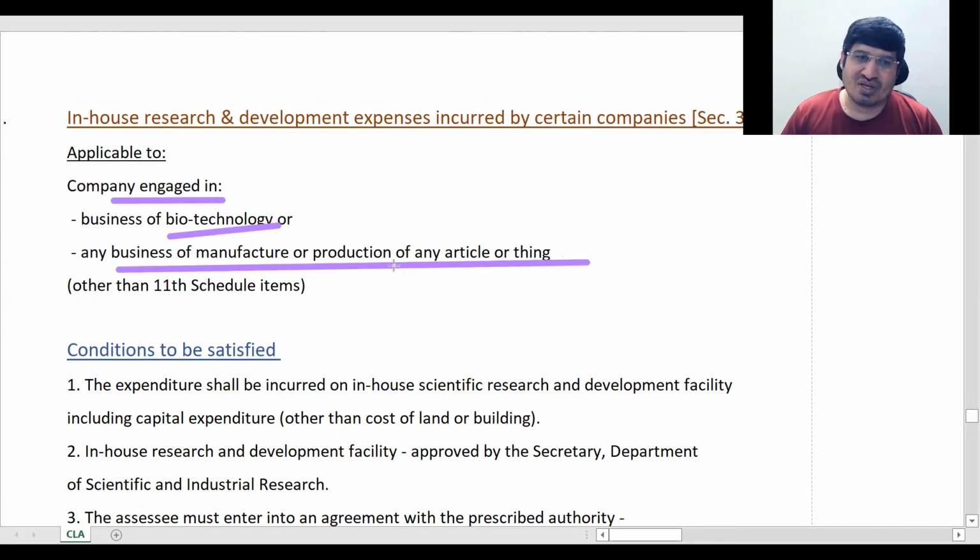So if you are in the business of biotechnology or manufacture or production of article or thing other than the 11 scheduled items, in this case you will take deduction as per this section. So what is biotechnology? Biotechnology is anything where research is done for medicines and all that.